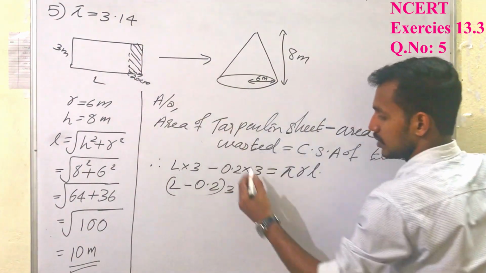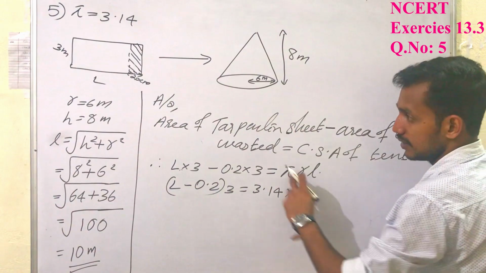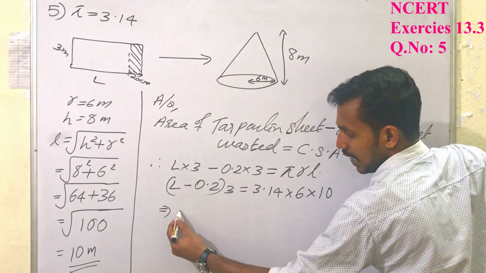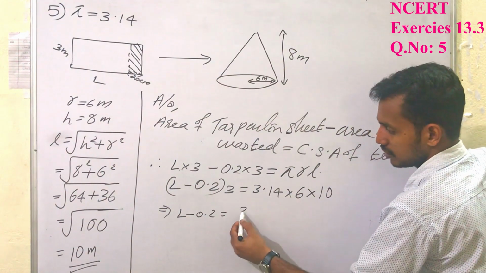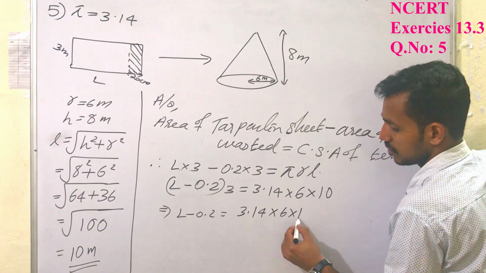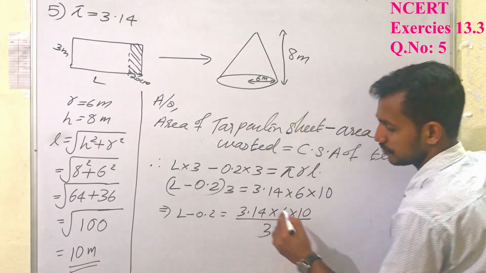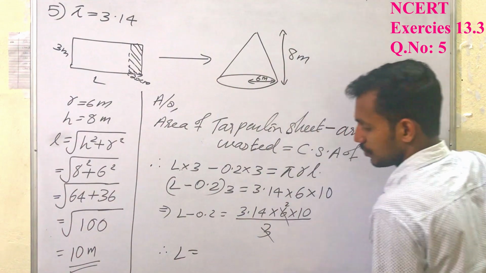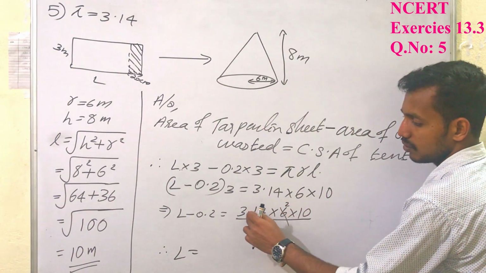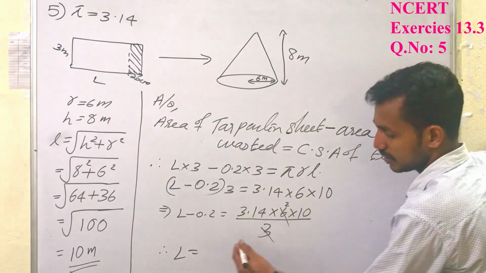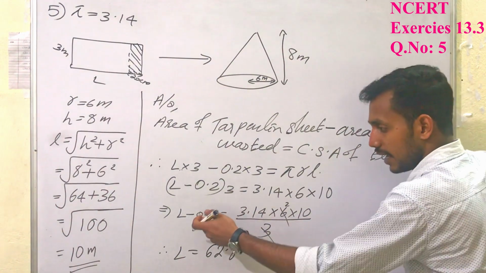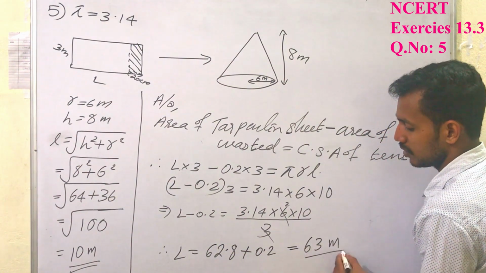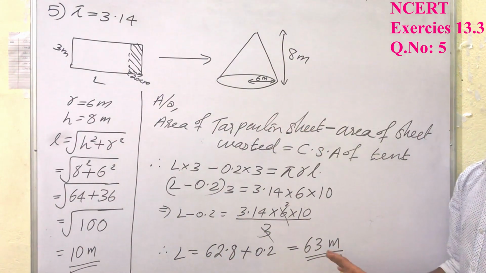What is the value of pi? Pi value is given, that is 3.14, into what is the radius? Radius is equal to 6 and the slant height is equal to 10 meter. That implies L minus 0.2 is equal to 3.14 into 6 into 10 divided by 3. This cancelled, we will get 2. That implies L is equal to 3.14 into 2, that is 6.28, into 10, so we will get 62.8. Again, this minus 0.2 will be plus 0.2, which is equal to 63 meters. This is the length of the tarpaulin sheet required.